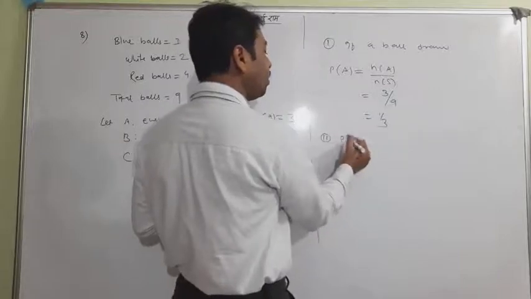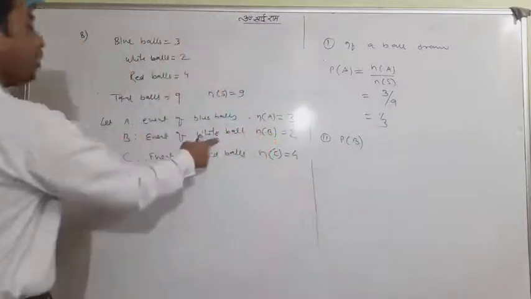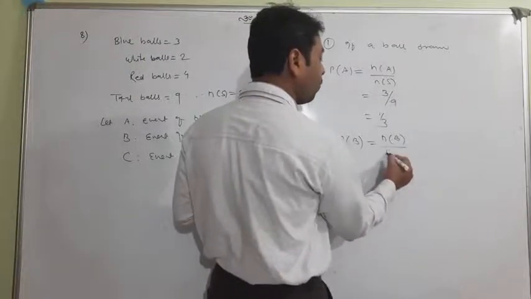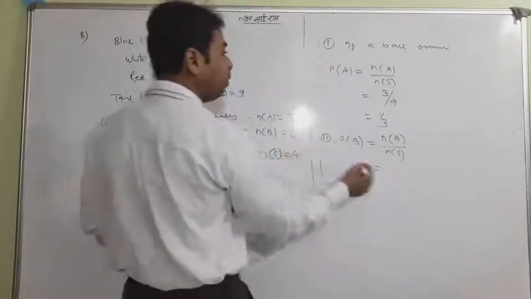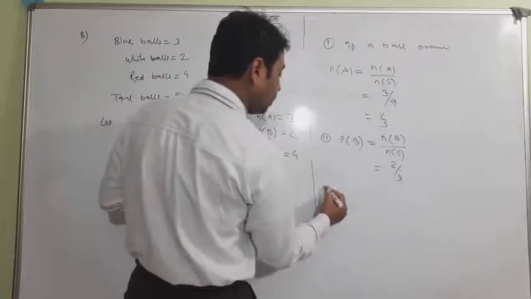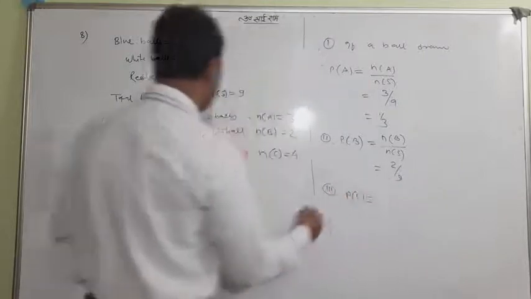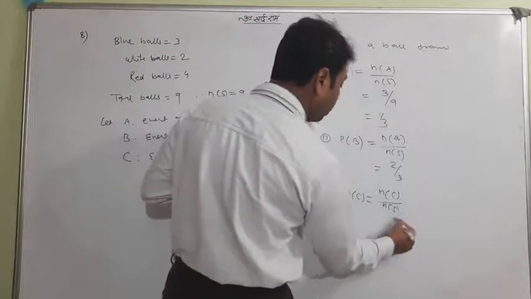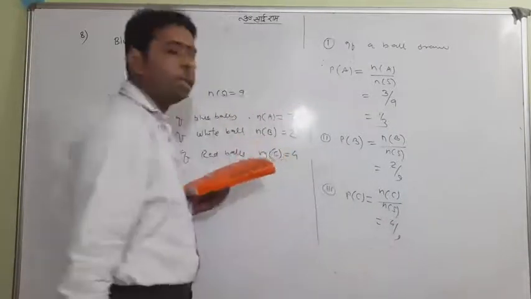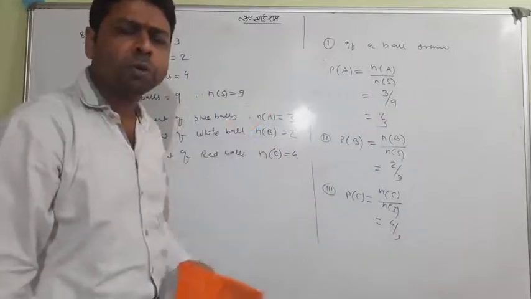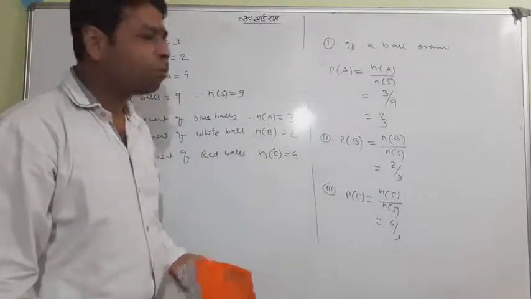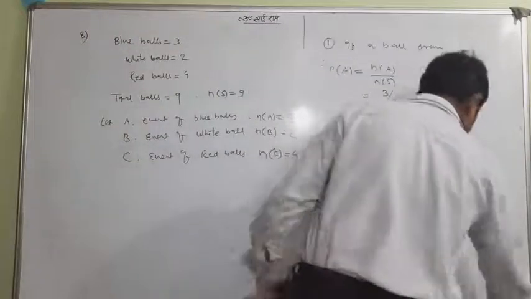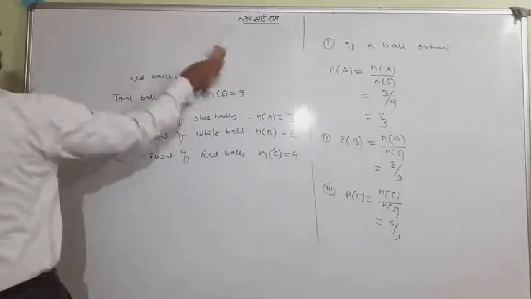Second question, probability of B, that the ball is a white ball, which is n of B upon n of S, meaning 2 upon 9. And third is the probability that the ball is a red ball, which is n of C upon n of S, which is 4 upon 9. These three are very general and common questions. One can give the answer verbally, without writing. Okay, now I want to deal with more questions here.